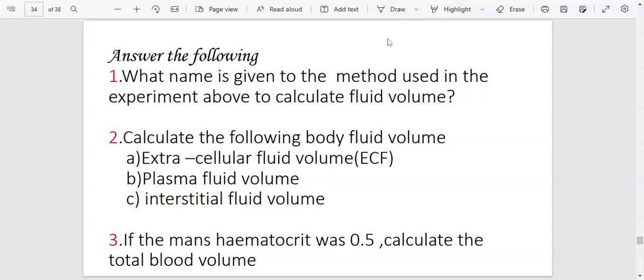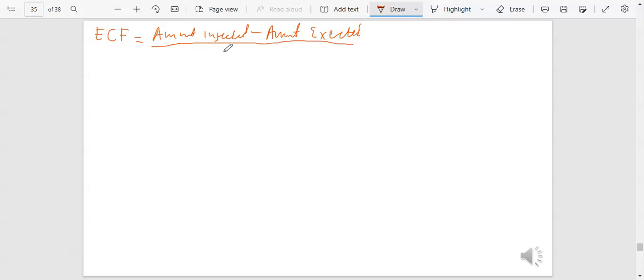All right, so I'm going to get a blank page. For question 2, I want to calculate the extracellular, plasma, and interstitial volumes. So starting with the extracellular volume, ECF, we're going to say the amount which was injected minus the amount which was excreted, and then we're going to divide that by the concentration of the sucrose.